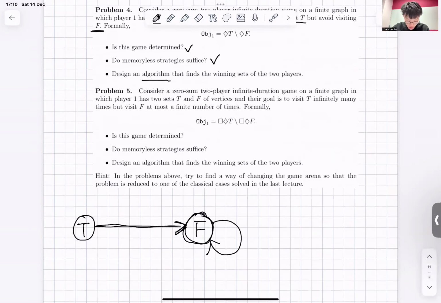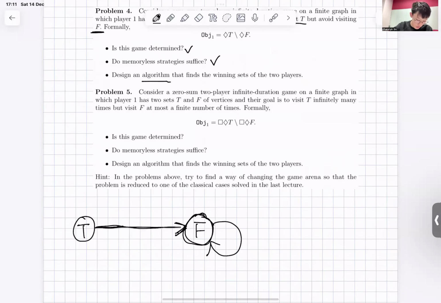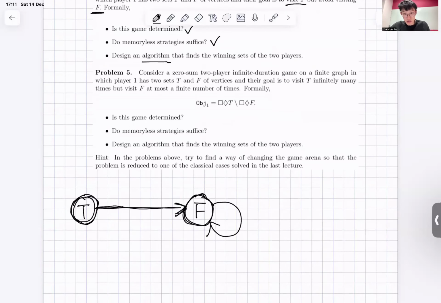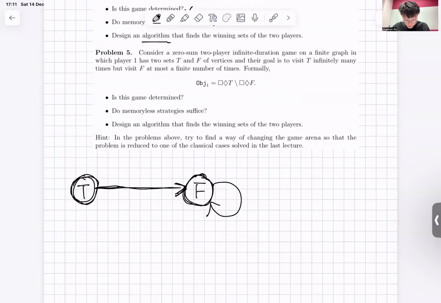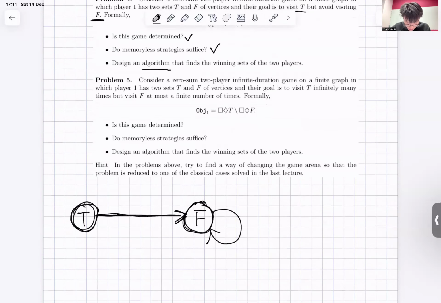For this game, it has now been transformed to a reachability game that we have learned from lectures. It is a reachability game because now we only want to visit a vertex in T, but not a vertex in F. As long as we visit F, we will stay at F forever, so we'll avoid visiting F. So it is now a reachability game, and you can apply the algorithm learned in the lecture. So this is problem 4.